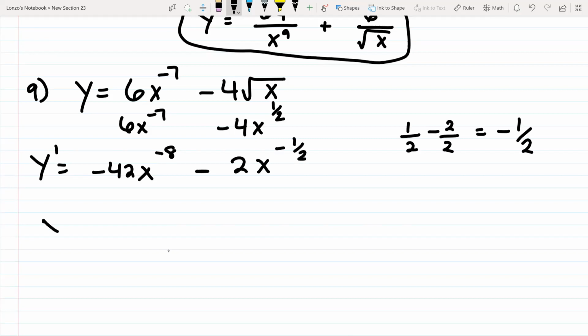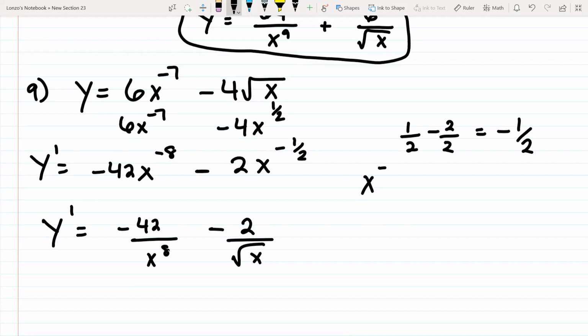And then let's put everything in positive. So this would be negative 42 over x to the 8, and then this is going to be minus 2 over radical x. Remember, x to the negative 1/2 is the same thing as 1 over x to the positive 1/2, and that is the same thing as the square root of x. So that's why there's a radical x in the bottom.